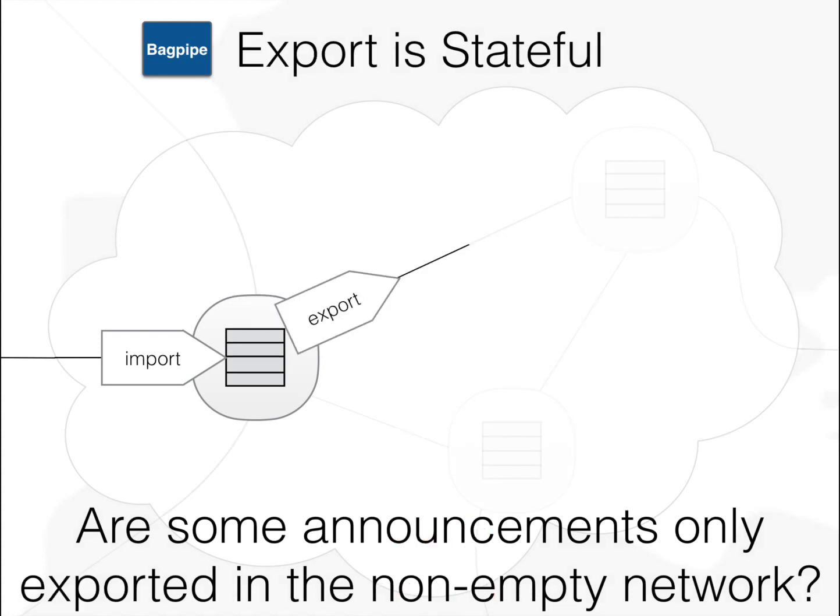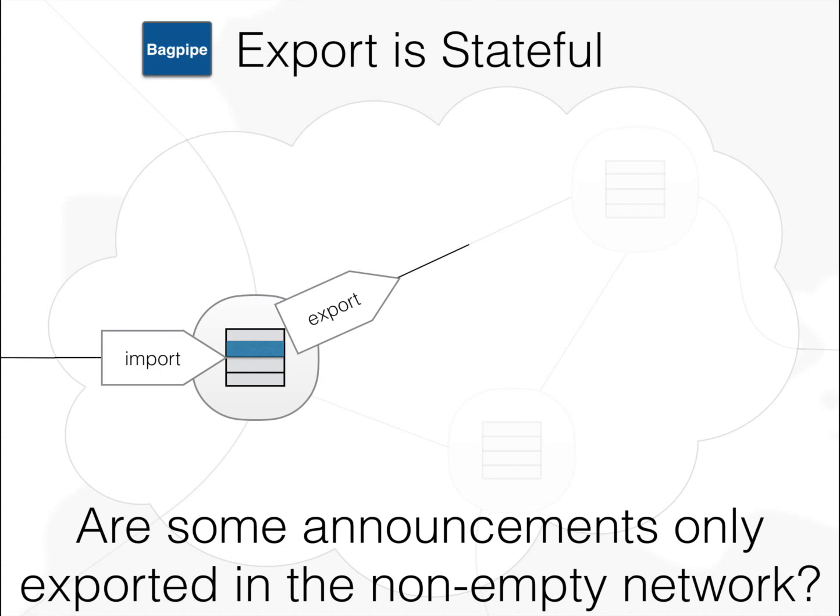Now the second and final place where BGP is stateful is on export. So whenever BGP exports an announcement, here the blue announcement, and then exports exactly the same announcement again, BGP won't actually send the second announcement. And this makes sense. This allows BGP to save some bandwidth by not sending duplicates over the network.